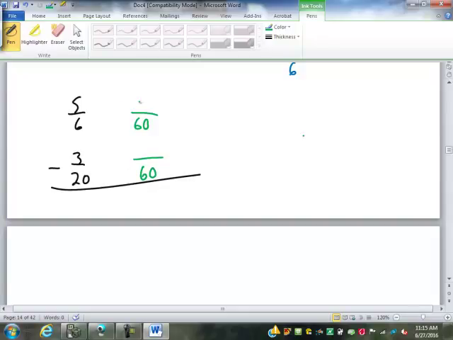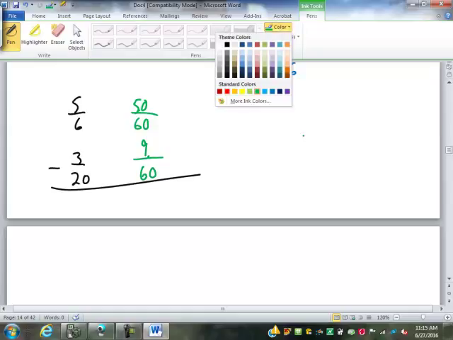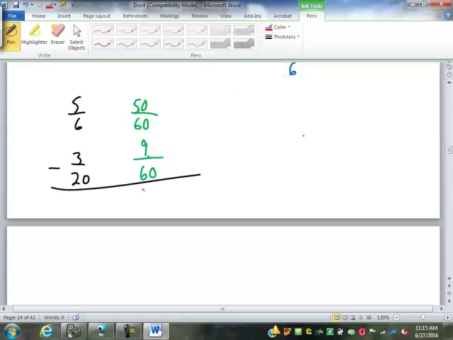I'm sorry. So what's going to go up here? Careful. 50. This will be 50. 6 times 10, so 5 times 10. What's going to go up here? 9. 20 times 3, so 3 times 3. And now we are going to subtract. 50 minus 9 is 41 over 60. Very good. How many of you had 41 over 60? Cool.